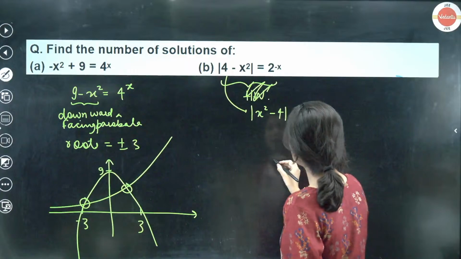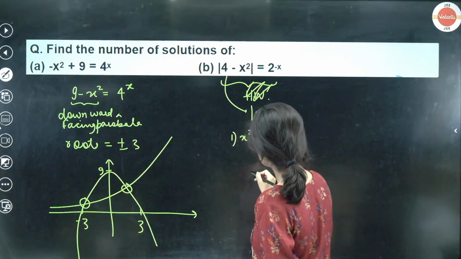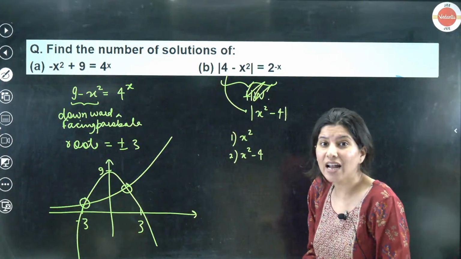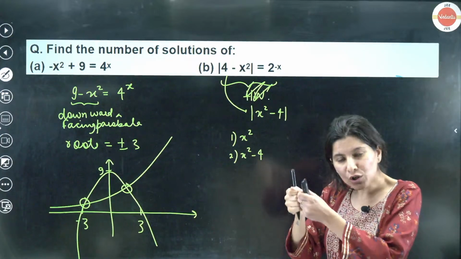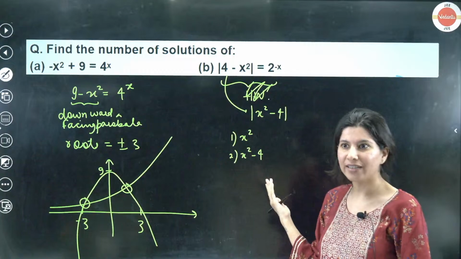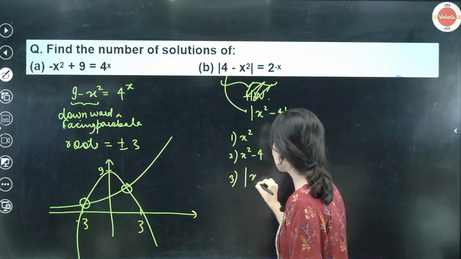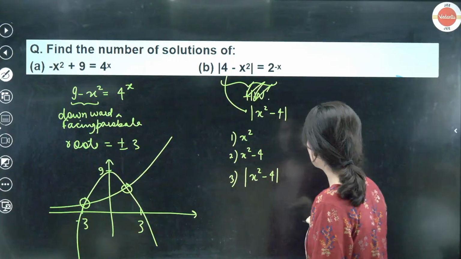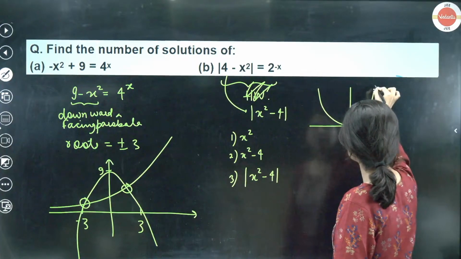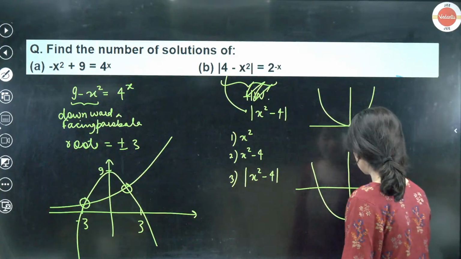So what I'm going to do is reproduce this. First I'm going to draw x square. Second, I am going to draw x square minus 4 by pulling the graph 4 units downward. Now you understand when to pull downwards, when to shift right. And third is mod of x square minus 4. So x square will look like this. Now x square minus 4 will look like this.